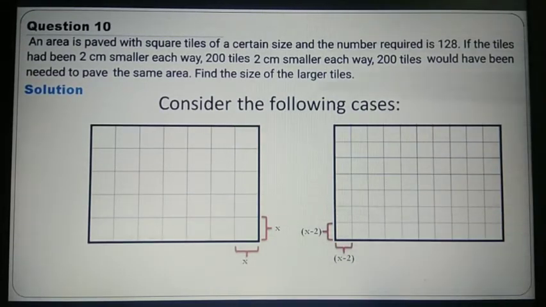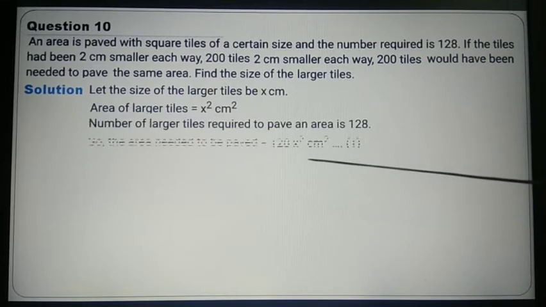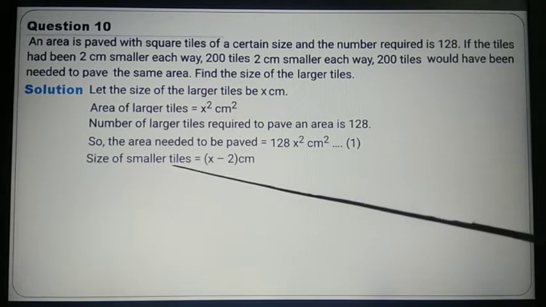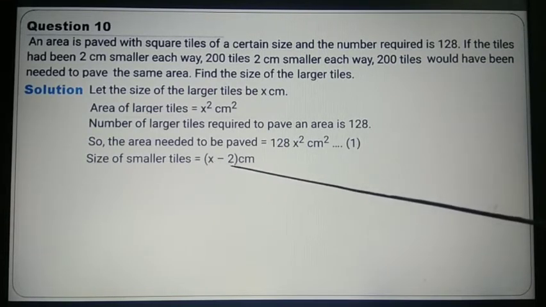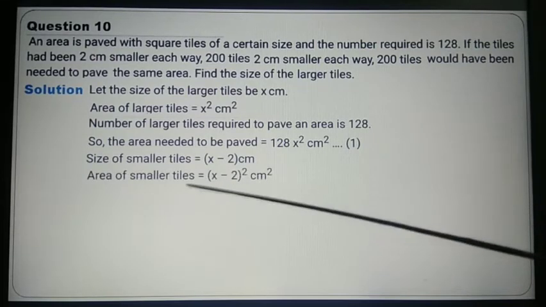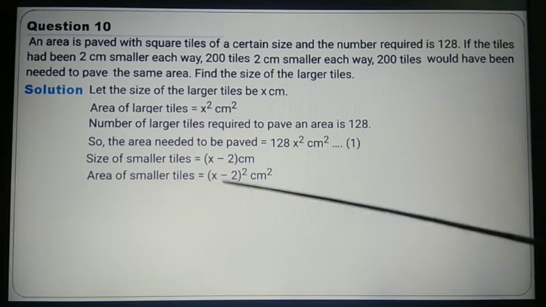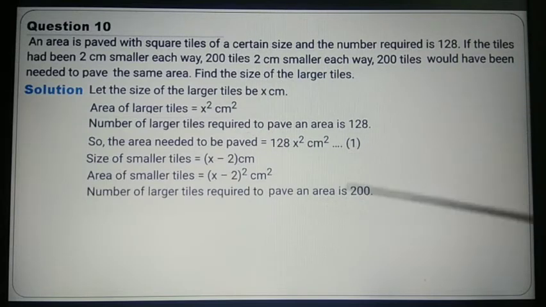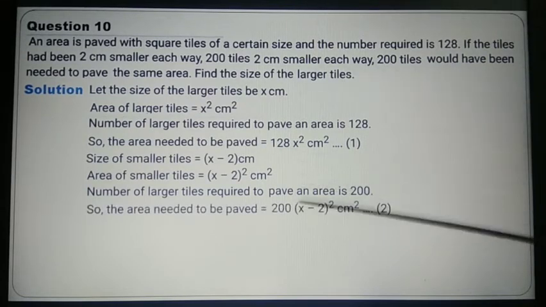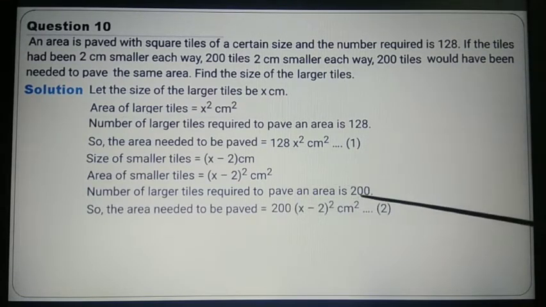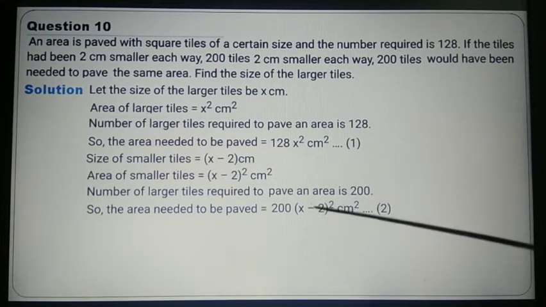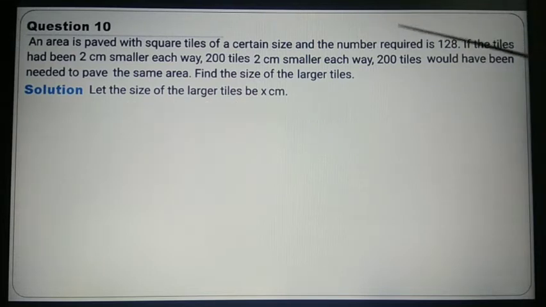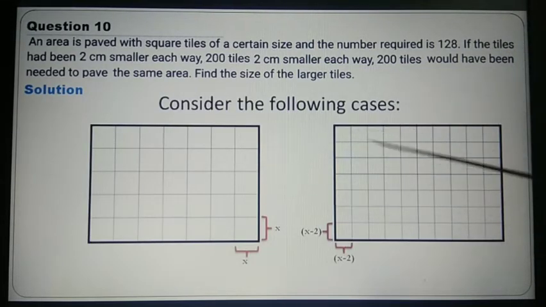Okay, so now let's go to the second case, that is the size of the smaller tile is equal to x minus 2, as I said earlier. Now the area of a smaller tile will be side square, that is (x minus 2) whole square, right? Now similarly, we know that 200 tiles are needed to pave the area, so the area to be paved will be equal to 200, that is the number of tiles, into the area of each tile, which is (x minus 2) whole square.